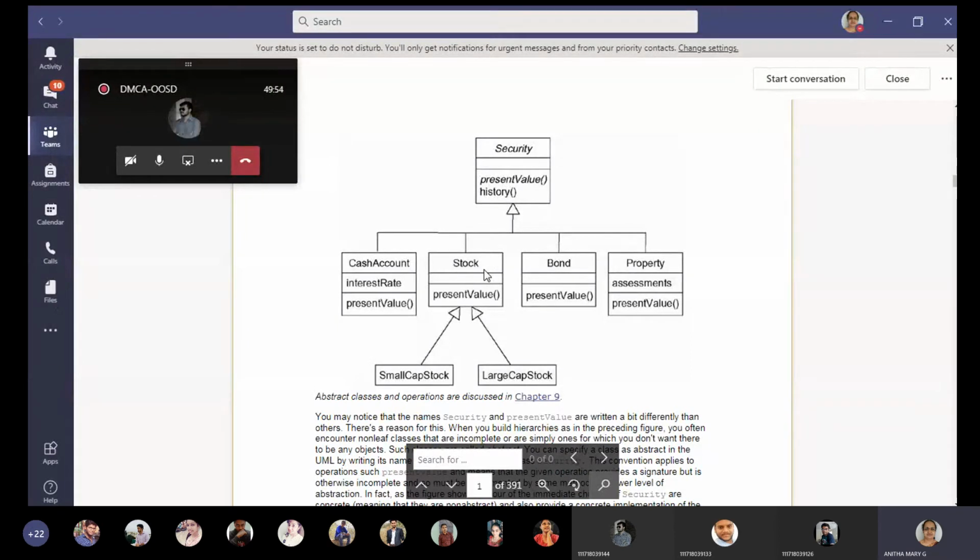Coming to the first level, stock again can be divided into two types: small cap stock and large cap stock. Such things can again be given as generalization. Why? Because these are the types. This is a subclass and this becomes a main class. So in that scenario, again we can give it using generalization.